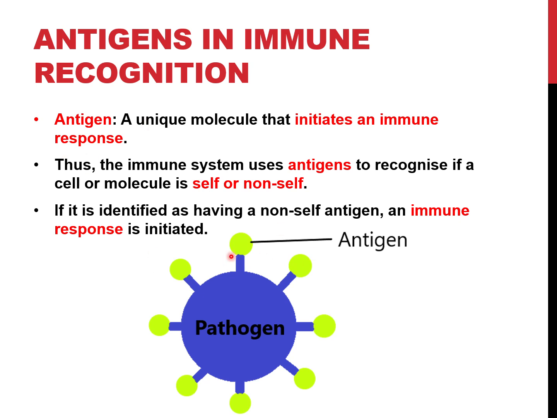Again, this is your antigen. It's a signaling molecule on the outside of some sort of invading microorganism, which we call a pathogen. Thus the immune system uses antigens to recognize if a cell or molecule found within the body is self or non-self. If it is identified as having a non-self antigen, an immune response will be started, as I said.